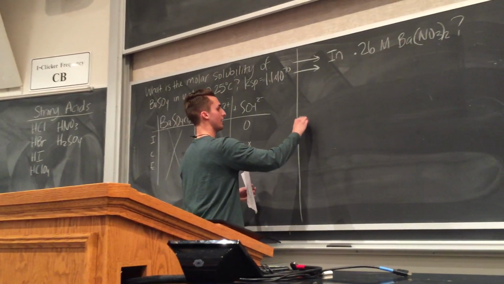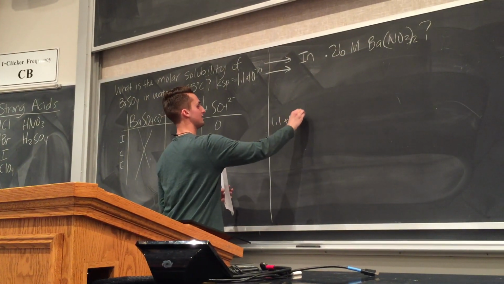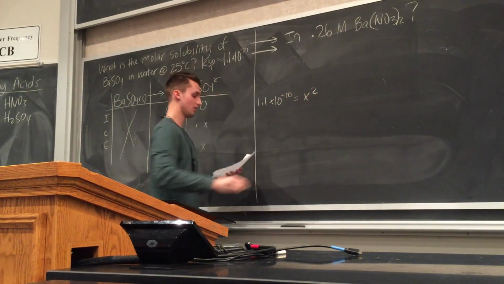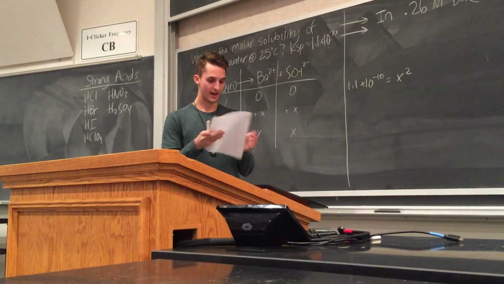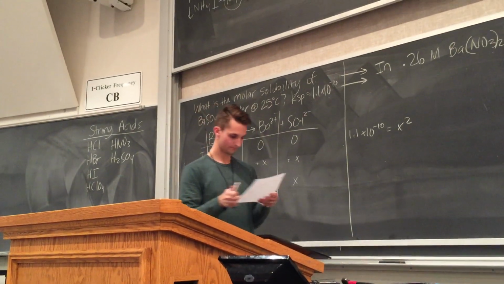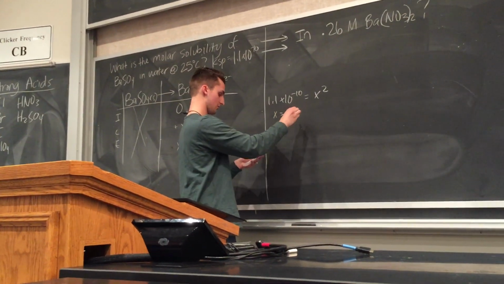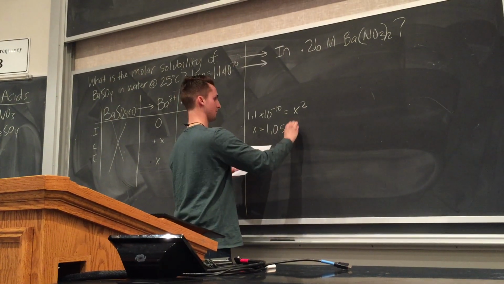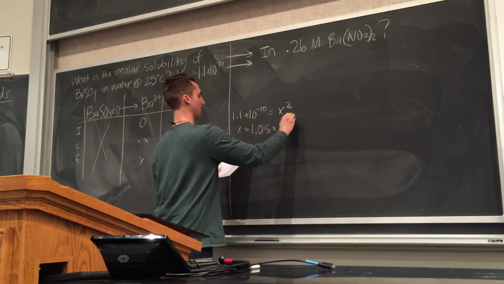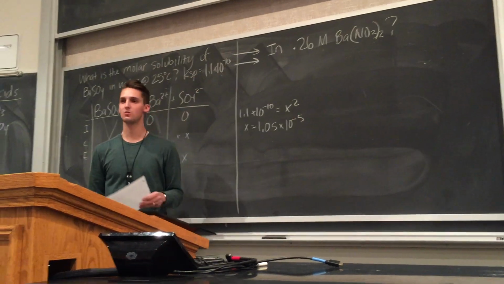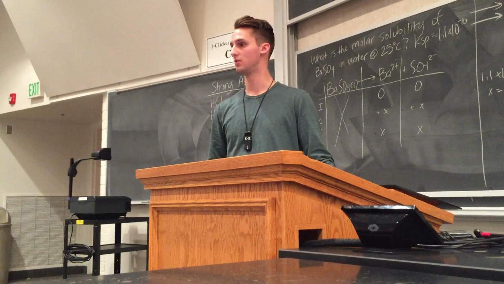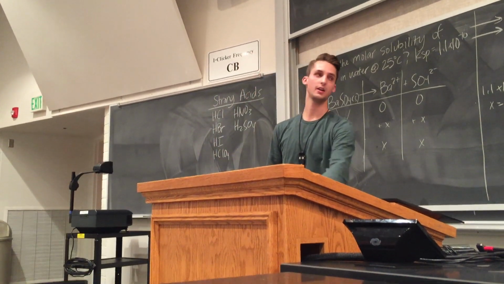Now I set up my expression, Ksp equals x squared. So 1.1 times 10 to the negative 10 equals x squared. When you solve for x, you should get x equals 1.05 times 10 to the negative 5. Now, what are the units there? What are the units of that x? Moles per liter. It's molarity.